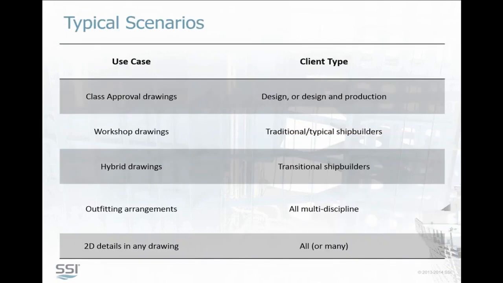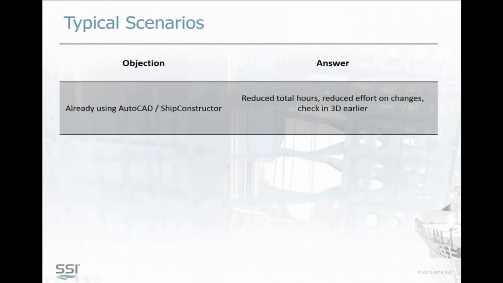Some typical scenarios and use cases: the class approval drawings, which I mentioned before. Other areas where these 2D drawings can be useful are workshop drawings, hybrid drawings, outfitting arrangements, and 2D details in any drawing. Part of the deal here is to reduce the total hours, reduce the effort and changes, and check in the 3D earlier.